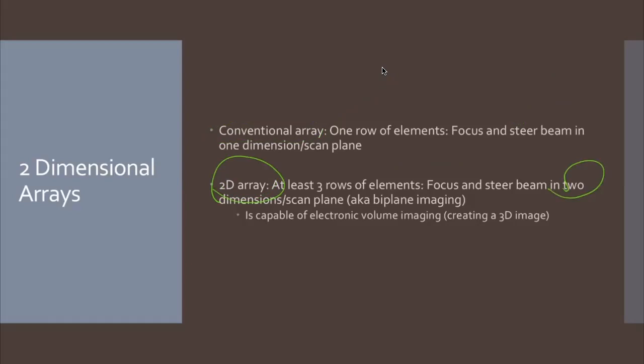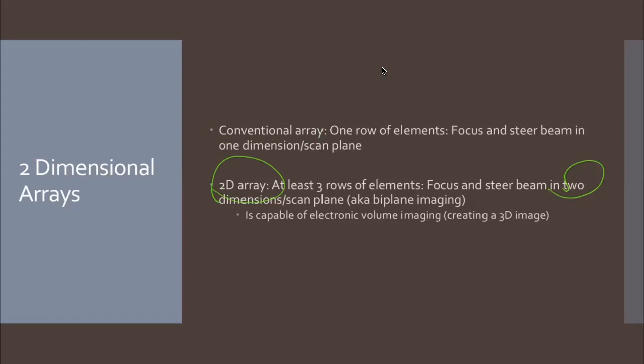This transducer is called a 2D array. It focuses and steers the beams in 2 directions. That's why if you look at the picture, image B, you have pulses that are coming out vertically and horizontally. They're coming out in 2 different directions. Okay. How many rows of PZTs are inside of this transducer? At least 3 rows of PZTs, and the resulting image is a 3D image.